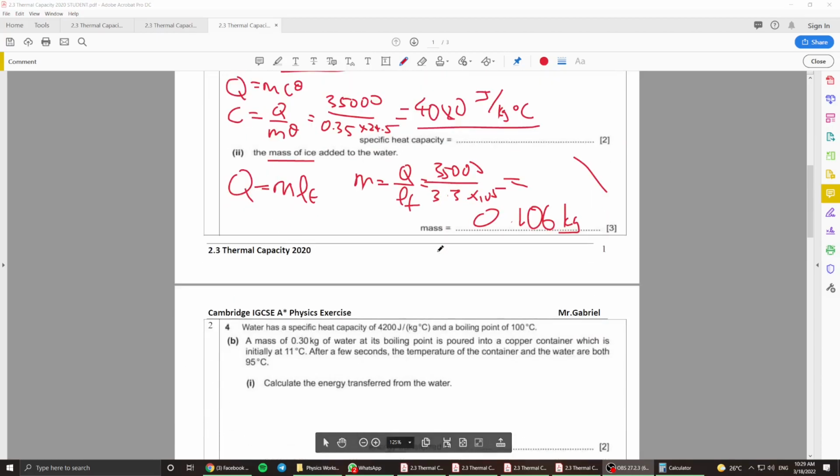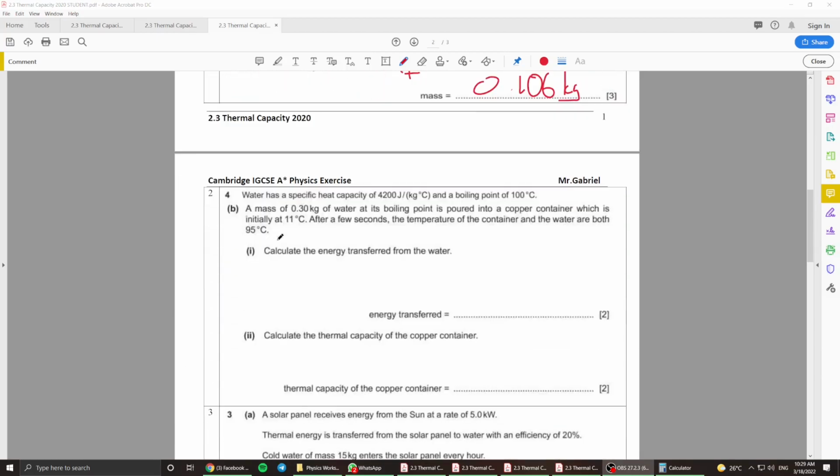Okay, then moving on to the next question. Water has a specific capacity of this amount. The boiling point is this. The mass of water, which is boiling, is poured into a copper container, which initially is 11 degrees Celsius. After a few seconds, the temperature of the container reaches 95 degrees Celsius. First and foremost, they ask you to calculate the energy transferred from the water.